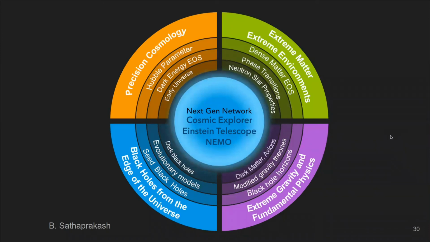And so I'll finish with this summary wheel that Satya at Penn State has made for what science we want to do with the next generation network. There are many science targets. It's a very rich field that hasn't been probed yet. We organize it into these themes of precision cosmology, extreme matter, extreme environments, extreme gravity, fundamental physics, and then black holes throughout cosmic time, going back to the edge of the universe.